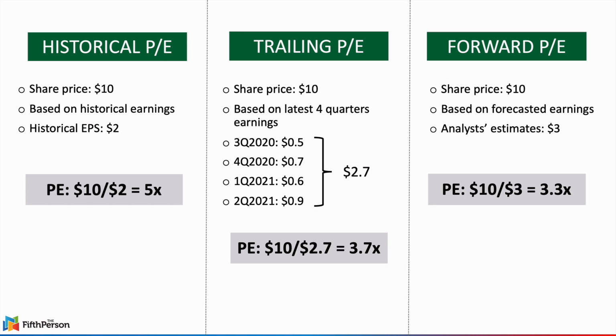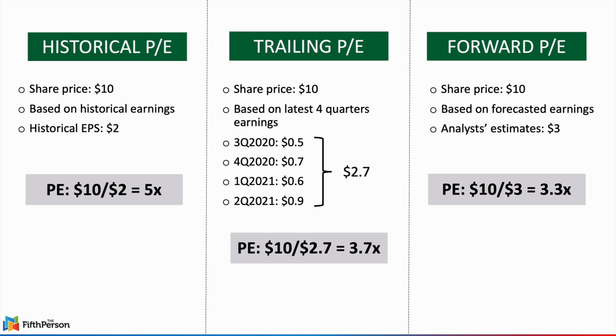So out of these 3 PEs, usually as an investor, we will use either the historical PE or the trailing PE. We seldom use the forward PE because forward PE requires a lot of projection, and sometimes it may be very aggressive. So I think the best PE to look for is actually the trailing PE. It shows you the company's actual PE moving on a quarterly basis.